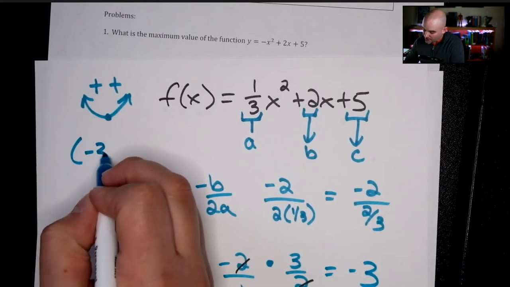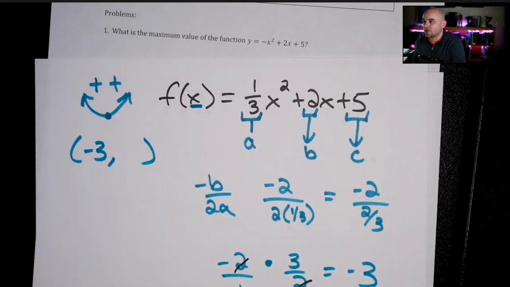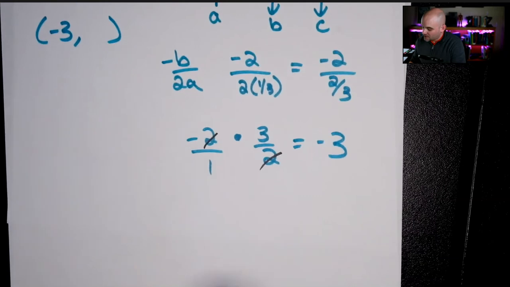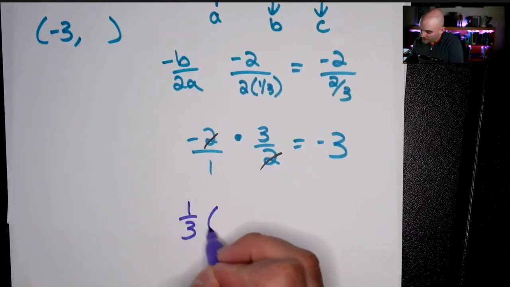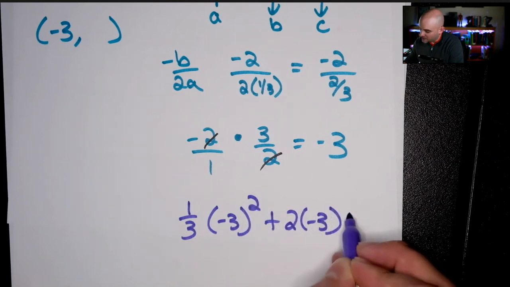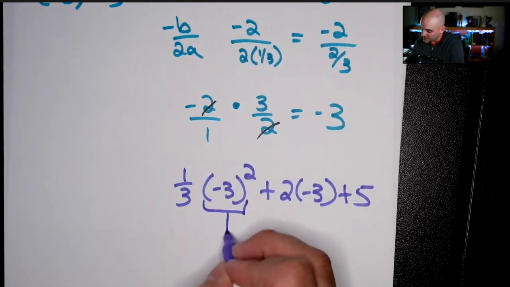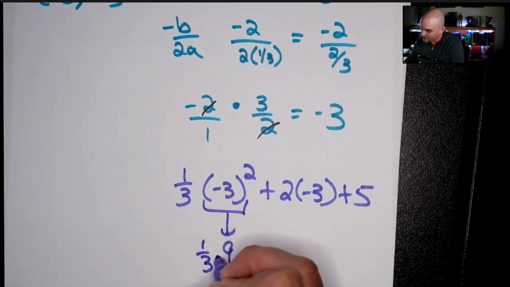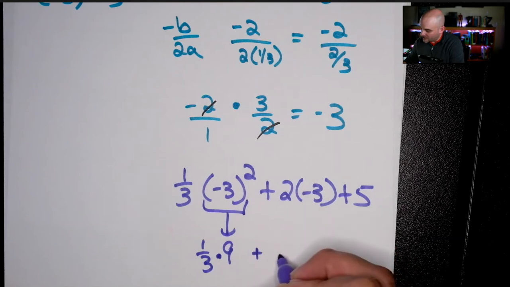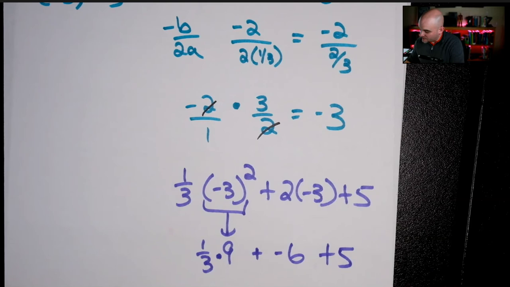Let's write that down. To figure out the y-coordinate, I'm going to put it in for x right there and solve. We get 1/3 times negative 3 squared plus 2 times negative 3 plus 5. Negative 3 squared is 9, and 2 times negative 3 is negative 6, plus 5. 1/3 of 9 is 3.